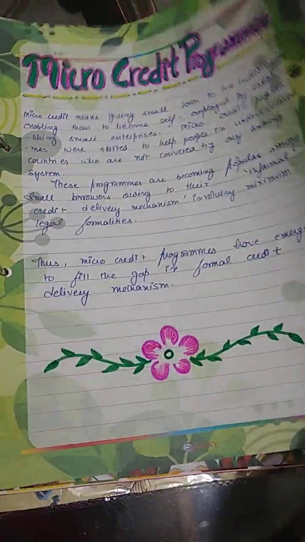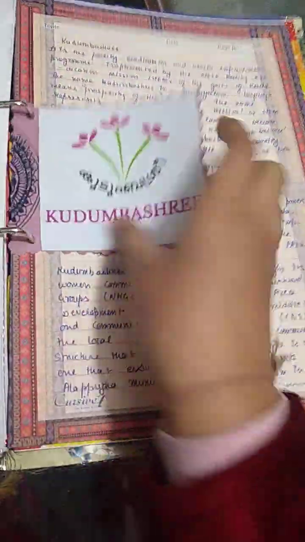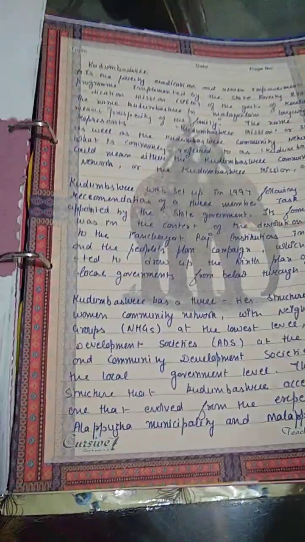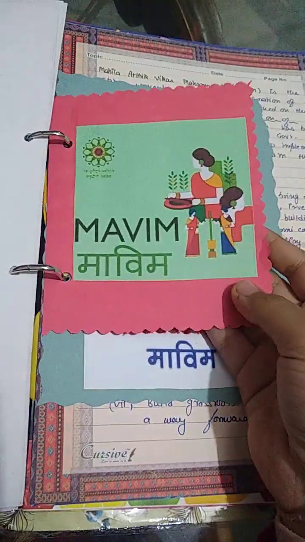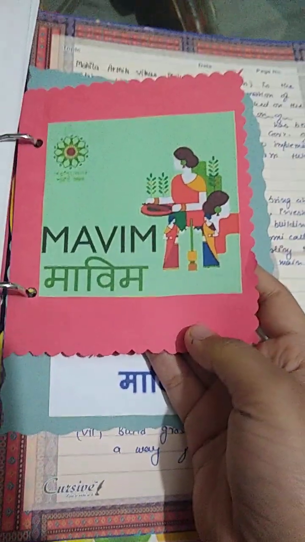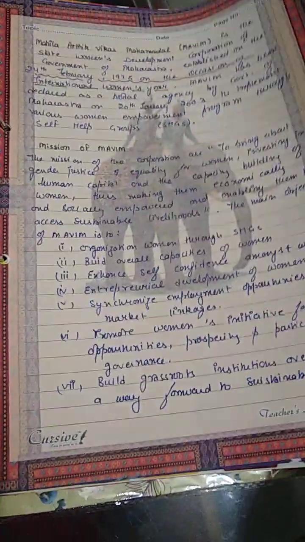NABARD, the most important. Functions of NABARD. Then microcredit schemes. Self-help groups. Introduction. One of the self-help groups, Kumbhshri. Then all about Kumbhshri. Then another SHG, Maveen. Its logo, and all about that and their mission.